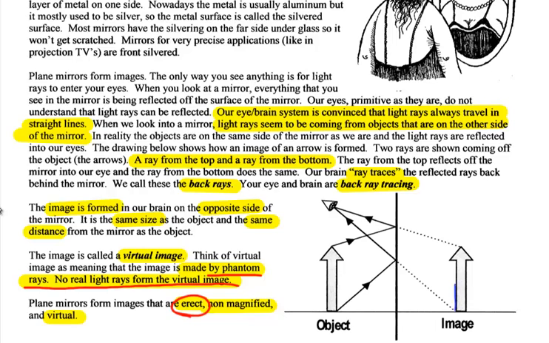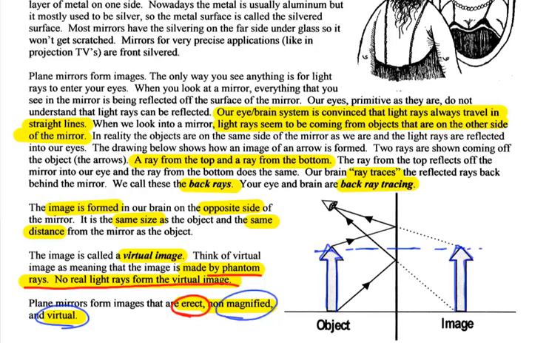Because our image appears to be the same as our object, it is an erect or upright image. Is it magnified? Because they're the exact same height, they're not magnified. If it was magnified, the image would look bigger, or it could possibly look smaller, if it was shrunken down. And then we said, again, it was a virtual image.